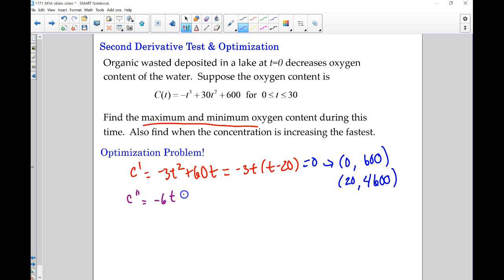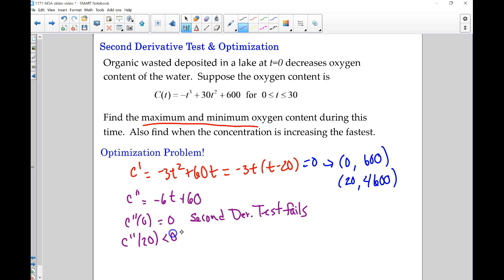Now I can find the second derivative, and hopefully that'll cooperate. And let's see, so it's negative 6t plus 60. Put in 0, so c double prime of 0 is equal to 0, so second derivative test fails. And put in 20, this is going to be less than 0. Okay, so this is a local max of 4600 at t is equal to 20.